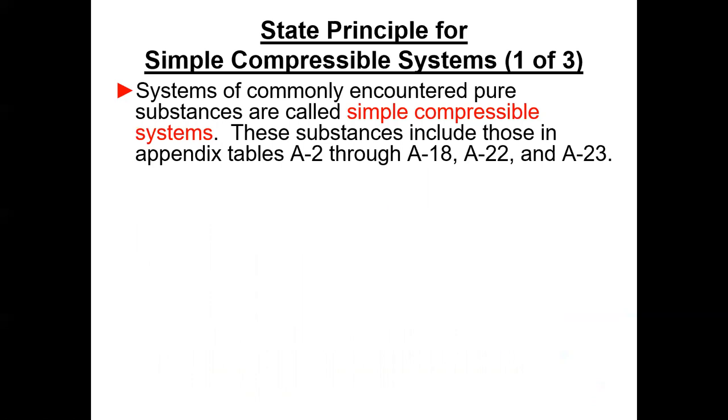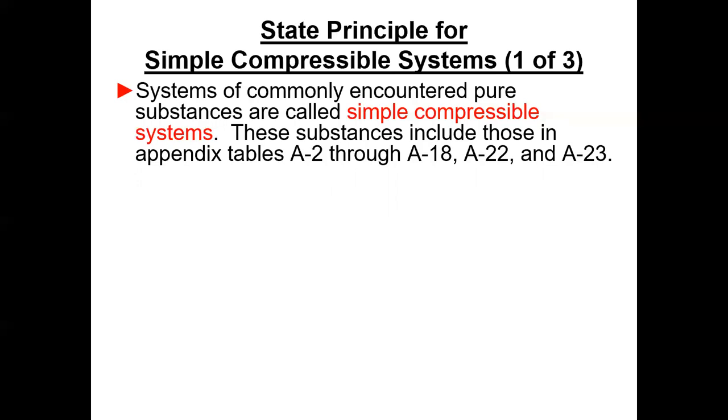The state principle for simple compressible systems. So this is kind of an arduous discussion here. I don't think it's anybody's favorite when they go through Thermo 1, but it's just something that you have to become a little bit knowledgeable about. So the state principle basically predicts how many independent properties we need in order to determine an equilibrium state. So any equilibrium state can have lots of different properties associated with it, and you don't have to know all of them in order to know everything about the state.